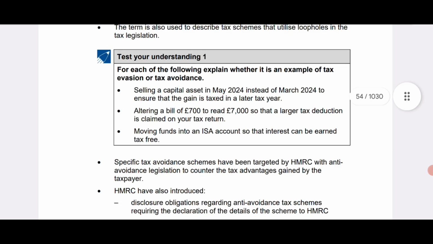So students, this is to test your understanding for each of the following. Explain whether it is an example of tax evasion or tax avoidance. Please go through these three bullets, and we will discuss them one by one. I'll give you a minute.